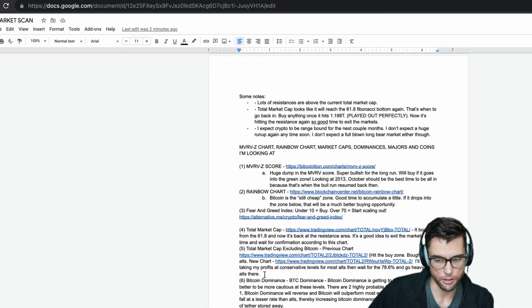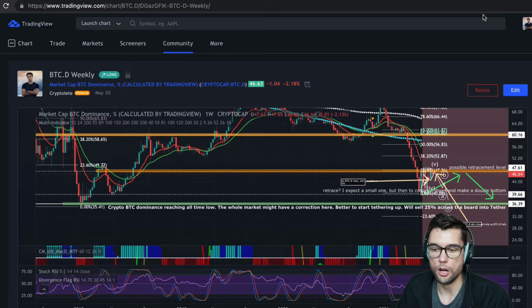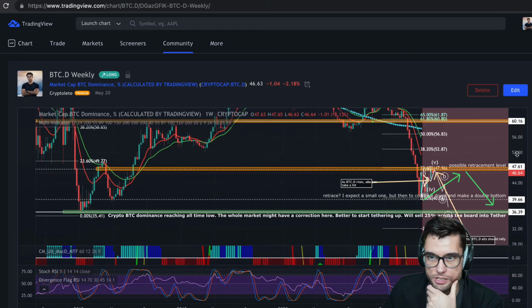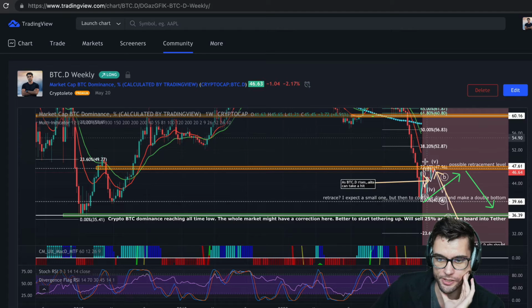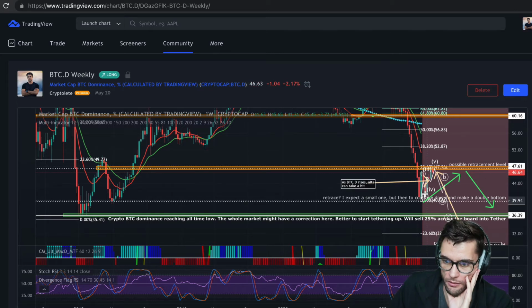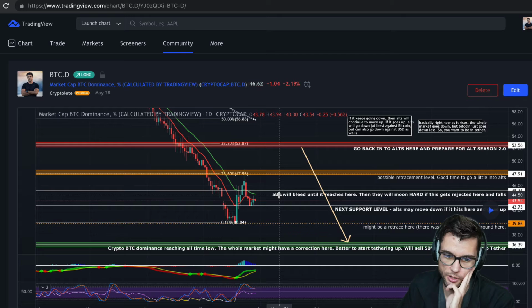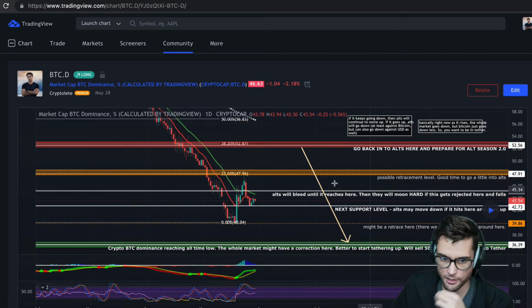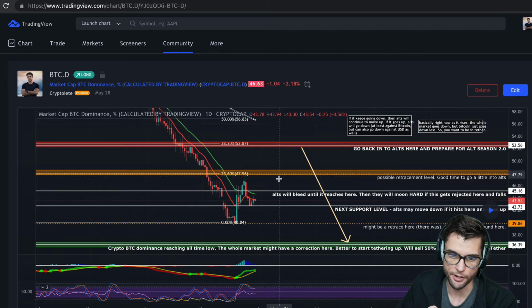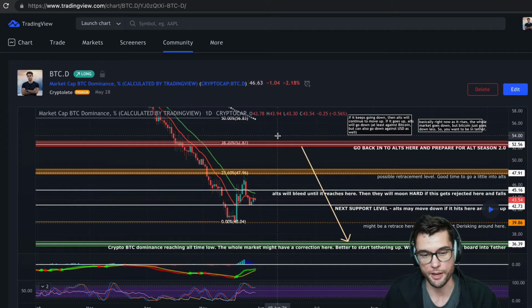Okay, so this was the previous chart that I posted for Bitcoin dominance. It was the weekly chart, and I said it's going to come back up here, and this is the possible retracement level. And then you could see that it did come back up here, and it's retracing a little bit, which is good for alts. So I said it'll come back up here, possibly retrace, but ultimately this is the area where I really, really want to get back into alts.